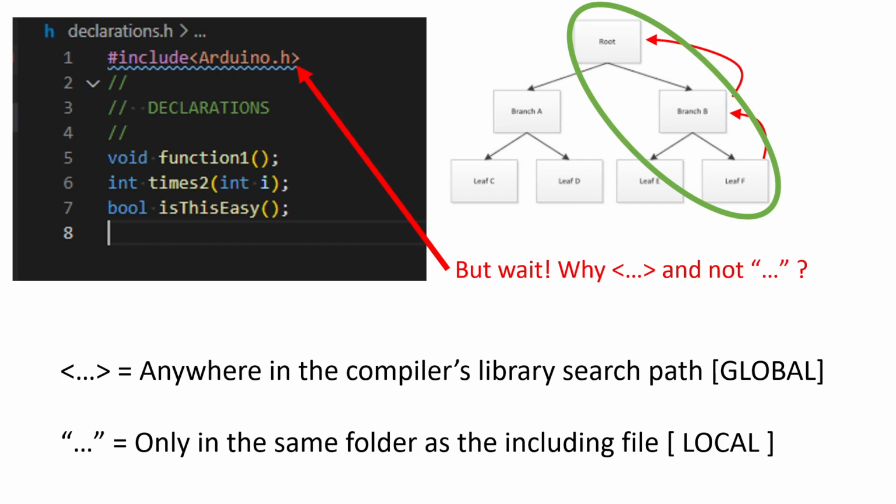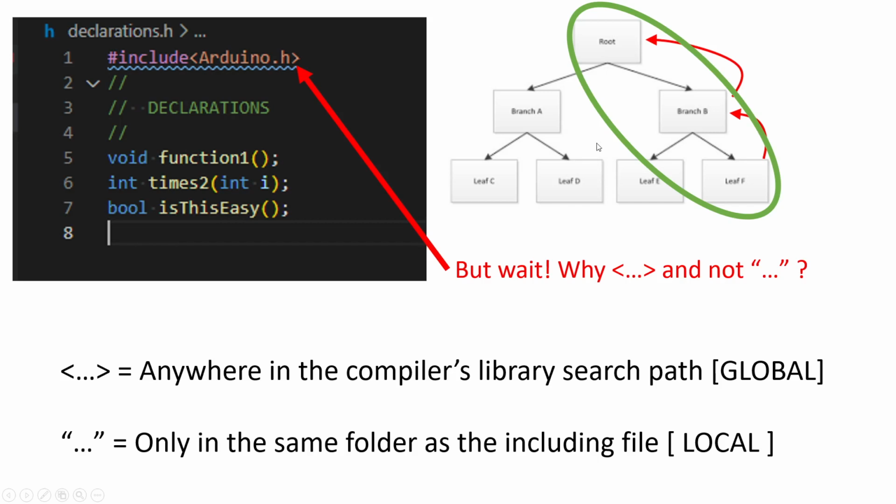They all have to include the declarations anyway, so we may as well stick the Arduino.h in there. Okay, and that also brings me to a second point. Notice there that the Arduino.h has got brackets around it, whereas the previous include you've seen had quotes around it, and there's a difference, and it's a significant difference, and you need to be aware of it.